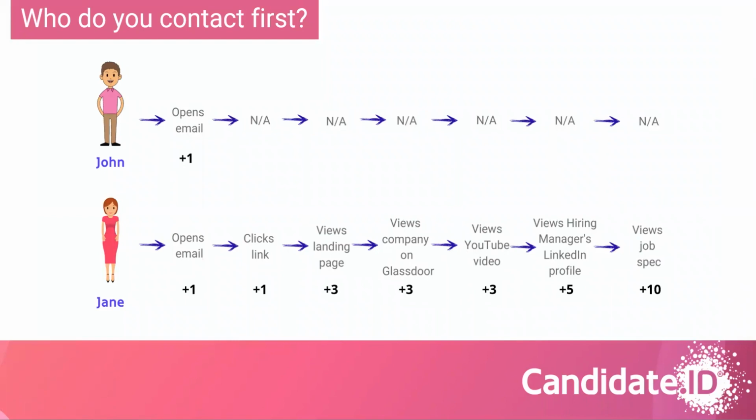The benefits of being able to filter your talent pipelines on that real-time engagement score are a 50% reduction in time to shortlist. I hope that's been interesting.